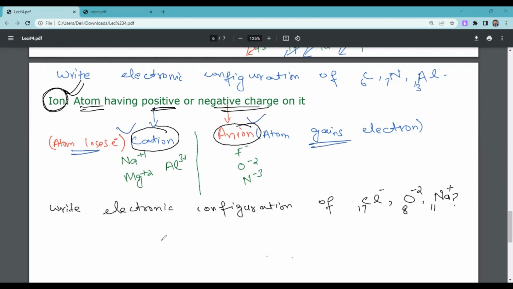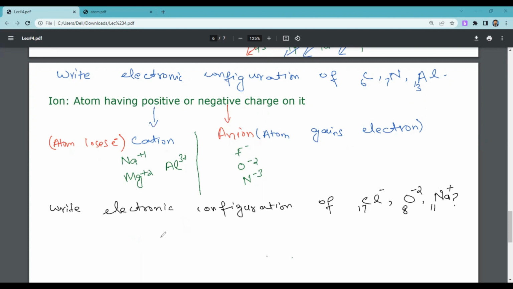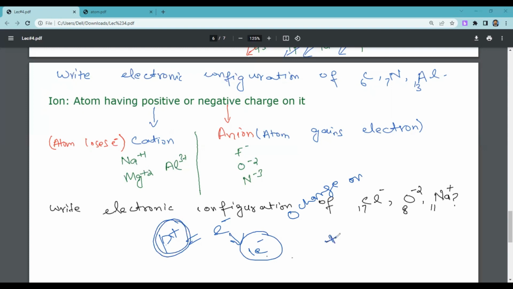Why does this happen? You already know that in an atom the number of protons and electrons are equal. That's why the atom is neutral, with zero charge on the atom, because the numbers are equal. If we remove one electron from here, then the number of positive charges will increase. That's why a positive charge will come on an atom.